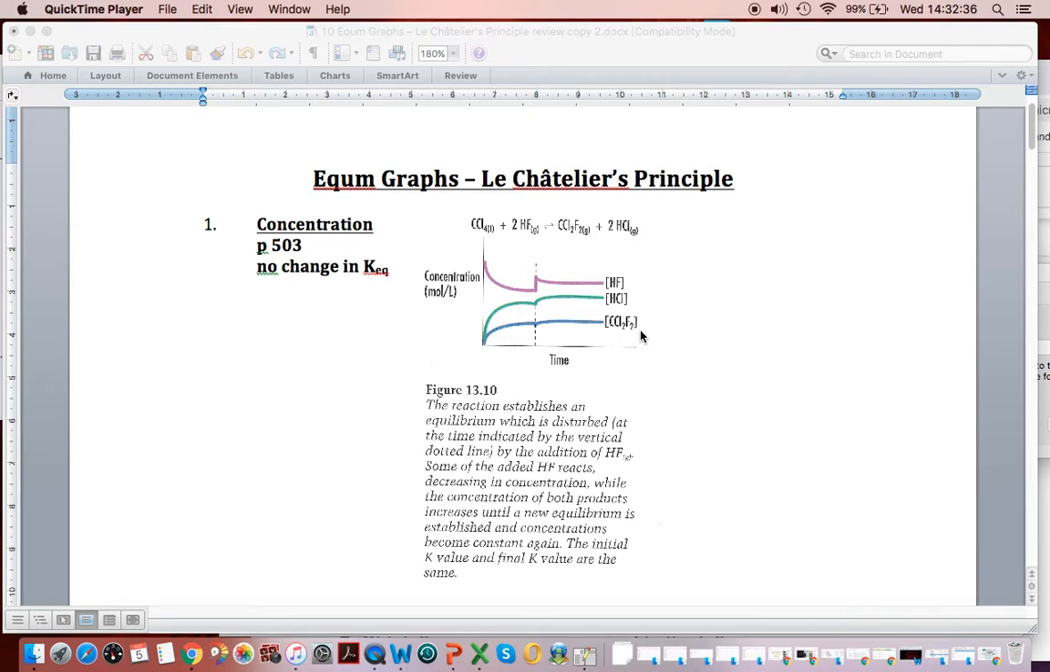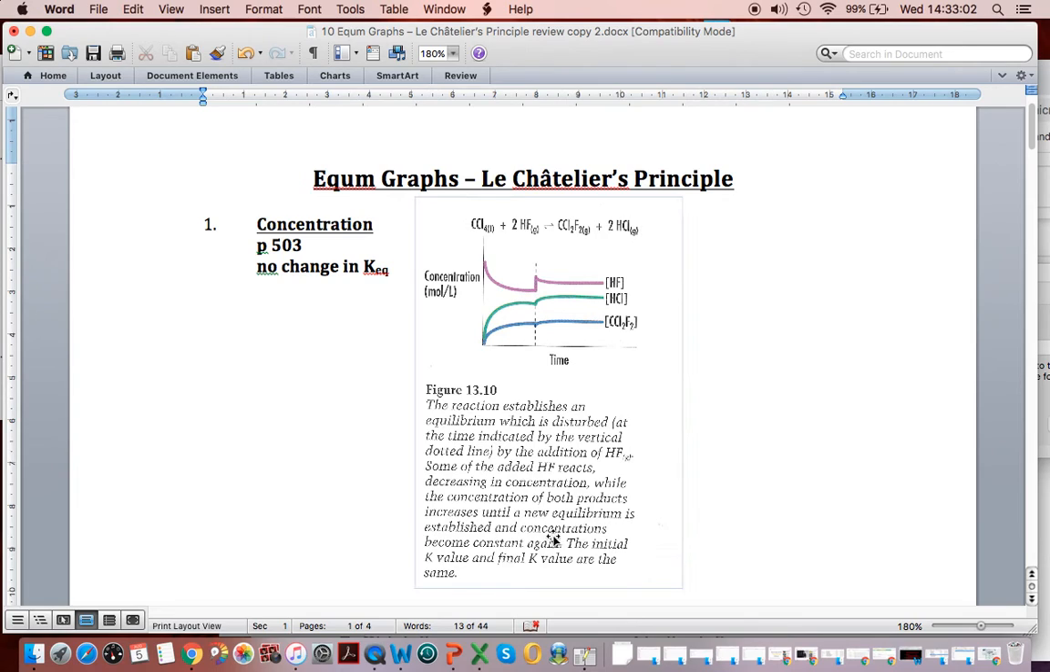So the first thing to notice is that when a change in concentration is the stress, only one material is going to spike or drop at the time of that stress. The second thing to realize is these values may be different than what they were, but when we put them into our KEQ expression, it will give us the exact same KEQ value.